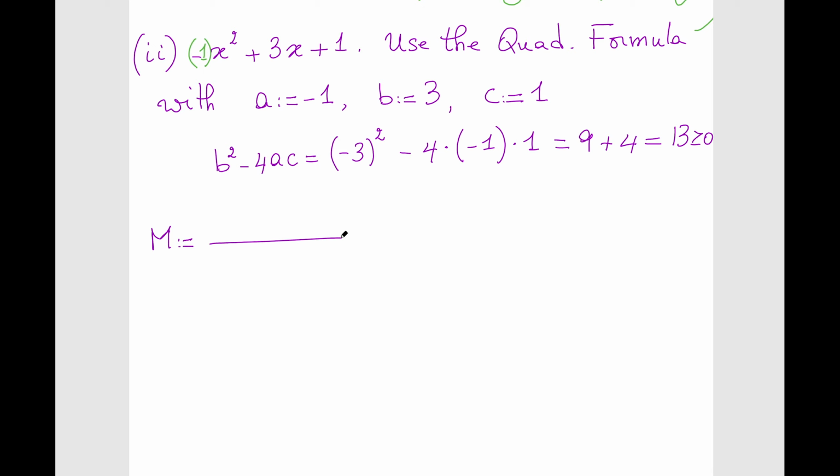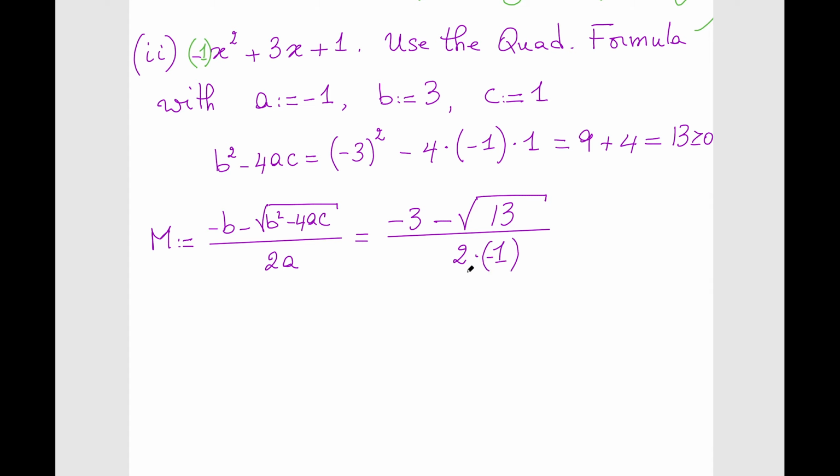And what was m? It was the quotient of -b minus square root of b squared minus 4ac. This is the recipe, right? This is the recipe of m divided by 2a. Okay. And in this context, -b is -3 minus the square root of the discriminant. And what's the discriminant here? B squared minus 4ac. What is it? It's 13, right? It's 13. Divided by twice times a, and a is -1. So twice a is 2 times -1.